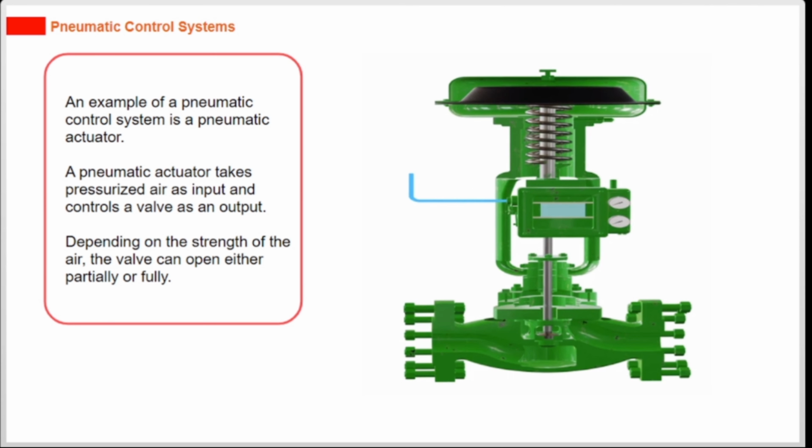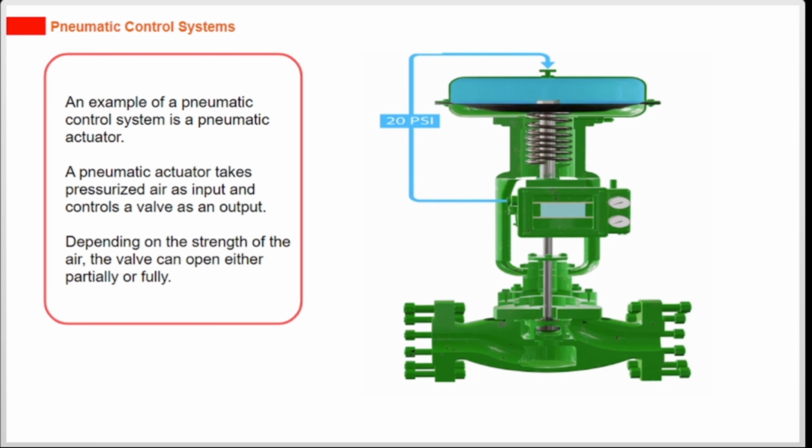An example of a pneumatic control system is a pneumatic actuator. A pneumatic actuator takes pressurized air as input and controls a valve as an output. Depending on the strength of the air, the valve can open either partially or fully.